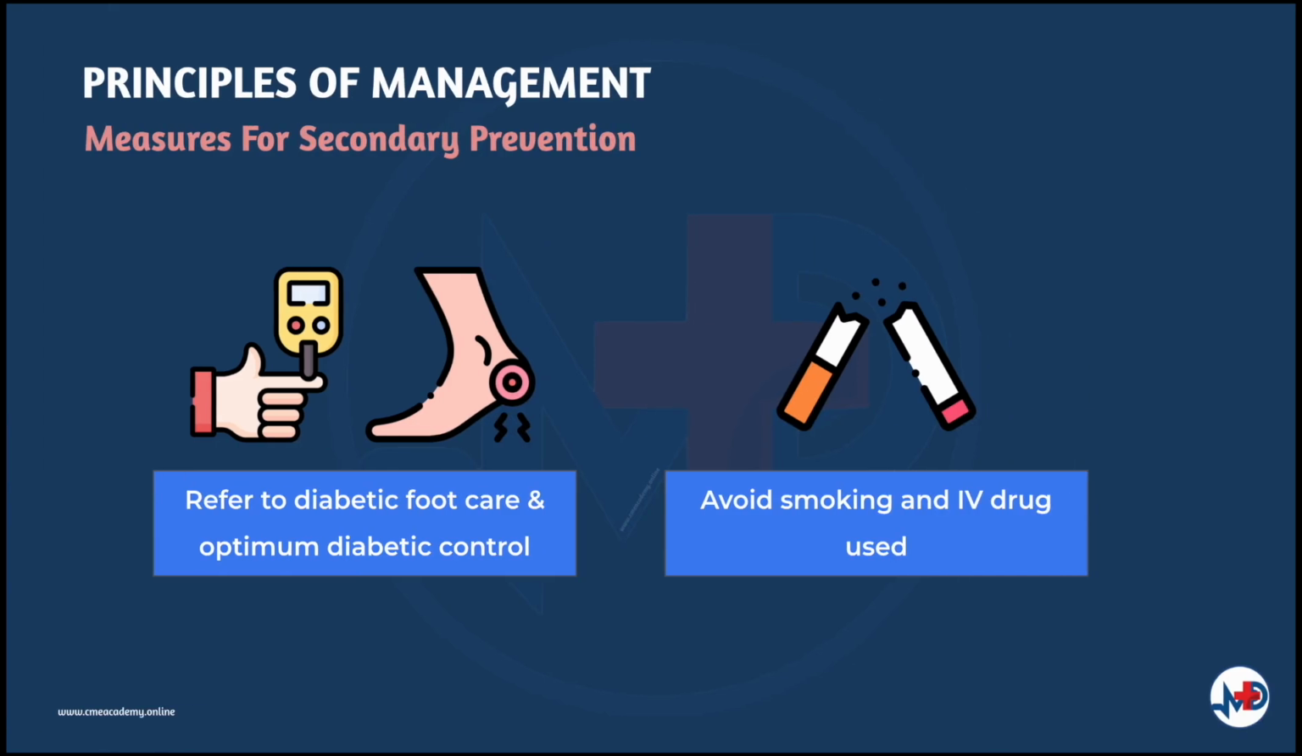As we have mentioned that one of the causes of osteomyelitis is presence of comorbidities, it is crucial to refer all diabetic patients for diabetic foot care and emphasize optimum diabetic control as secondary prevention of osteomyelitis. Practicing good hygiene, avoidance of smoking, and avoidance of IV drug use are also important to prevent the recurrence of infection. Patients need to be educated on the signs and symptoms of recurrent infection so that they can seek treatment earlier if needed.